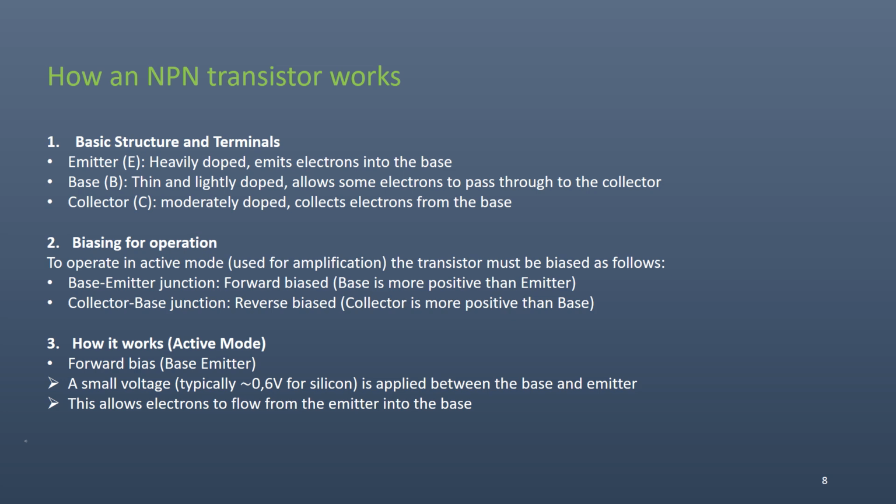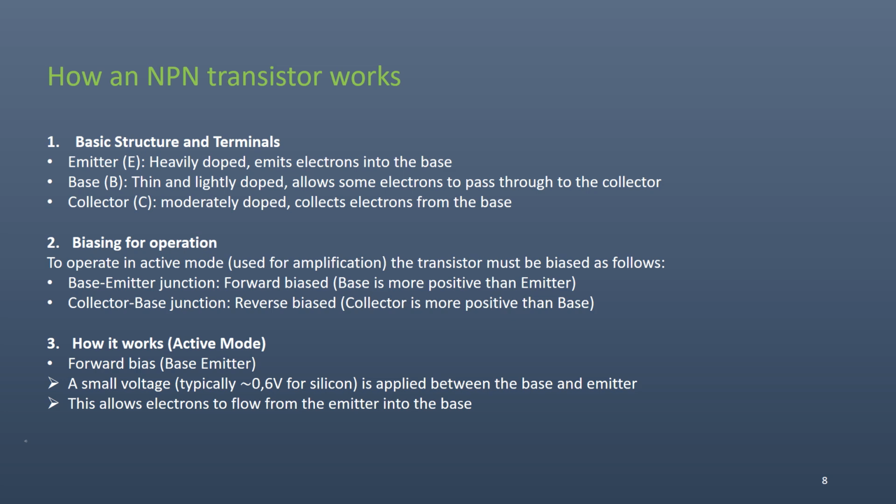Biasing for operation. To operate in active mode, used for amplification, the transistor must be biased as follows. Number one, base-emitter junction, forward biased. The base is more positive than the emitter. Number two, collector-base junction, reverse biased. The collector is more positive than the base.